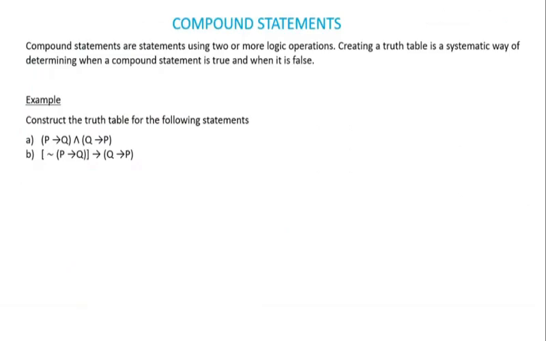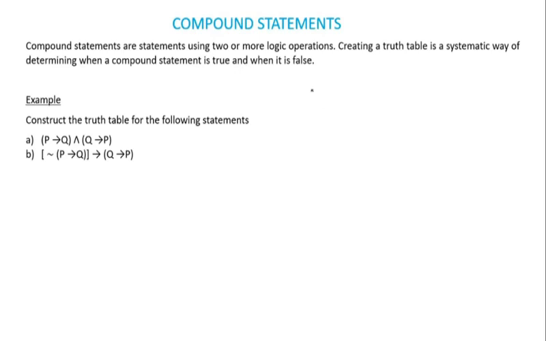In today's video, we are going to be looking at compound statements, biconditional, and contradiction. So we want to look at what compound statements are. Now, compound statements are statements using two or more logic operations. In the previous tutorials, we looked at the logic operations. We have the conjunction, which is the AND operation. We have the disjunction, which is the OR operation, and then we have the implication, which is another operation. Now, creating the truth table is a systematic way of determining when a compound statement is true and when it is false.